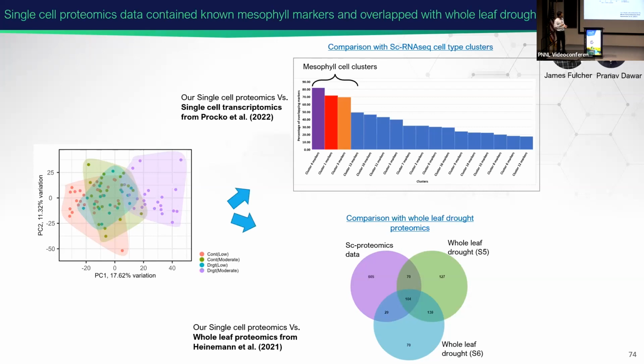And we not only compared with single cell transcriptomics, we also compared with whole leaf proteomics. So in this case, we have single cell proteomics. This is whole leaf proteomic data. We have an overlap with whole leaf proteomics to some extent, but also we have unique proteins. So as you know that when we do a whole leaf based analysis, the response that we get is an average response of multiple cell types. So maybe by doing a single cell proteomics, we are seeing a unique response coming from one cell type that may give us some unique candidates.